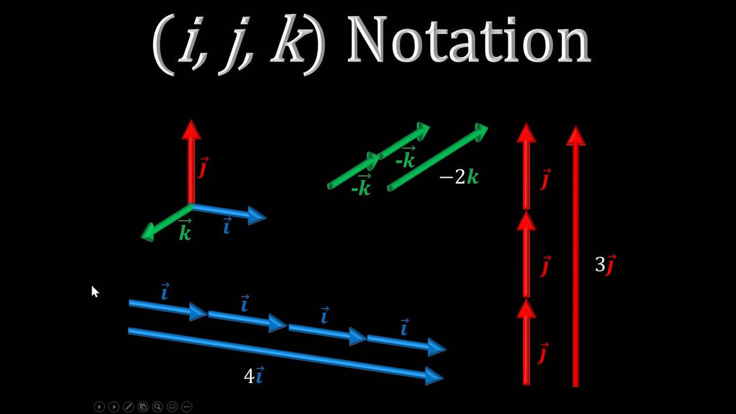If this is a vector 1 unit long in the x direction, and I put 4 of those all in a row, well, that's just going to be 4 times that vector, 4i. If this is a vector in the positive z direction, this would be negative z, and another negative z makes negative 2k, twice as long as just one of them. And then if we had 3 in the y direction, this would be 3j. This is the x-axis, the y-axis, and the z-axis, but we have vectors i, j, and k.